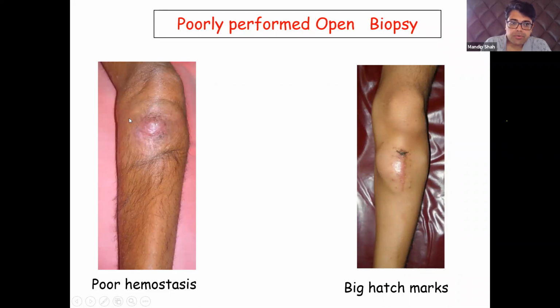And when you do a surgery, you have to remove this much of skin. When you are putting a prosthesis inside, it is impossible to close this, and you will end up doing a big plastic surgery. You have these kind of big hatch marks that should also be avoided. So these kind of big open biopsy should be avoided.